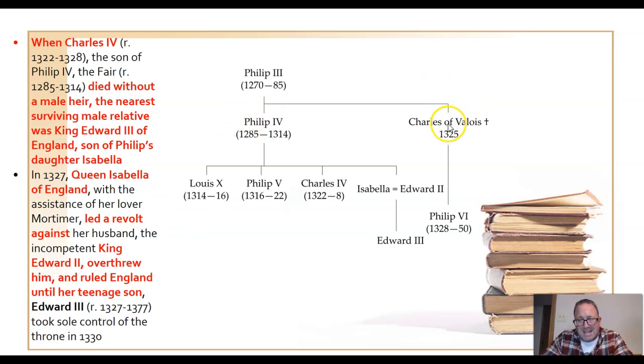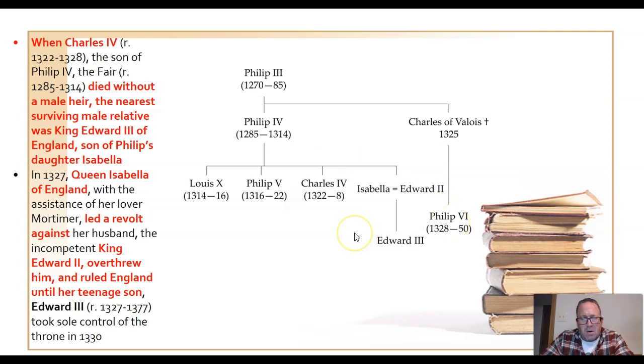And if you look, he's got a brother, all right? And his brother's name is Charles of Valois, okay? And so he's got a son whose name is Philip VI. So that's who they decide. That fellow right there, he's going to be the new king of France, okay? So that's going to be Charles' cousin, all right? Or Philip the Fourth's nephew, Philip VI.